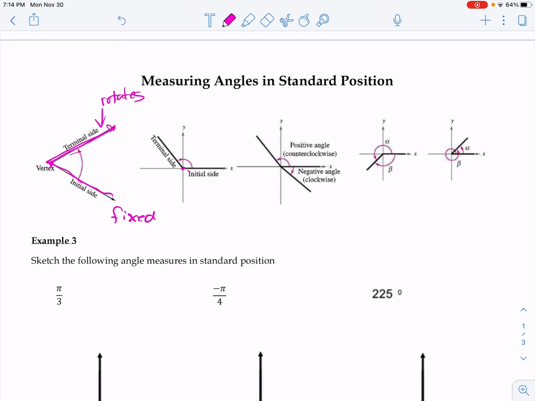If you put the initial side on the x-axis and you rotate the terminal side counterclockwise, that causes your angles. So this angle's a little bigger than 90 degrees, right? Because here's 90. This is 180 degrees. This is 135 degrees. All right. Positive angles go this way. Negative angles go backwards. Angle A, alpha, and beta, they end up at the same spot. They're called coterminal.